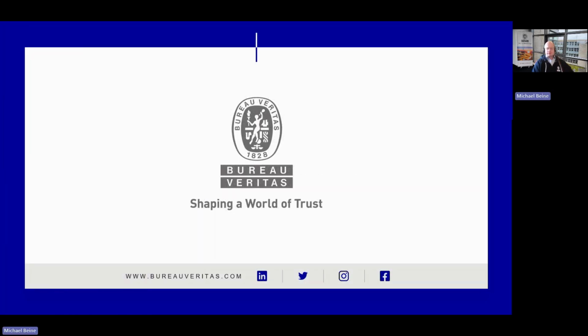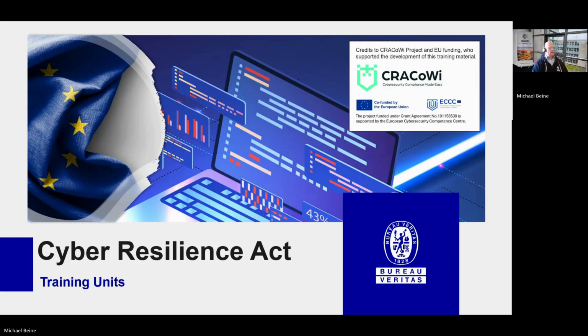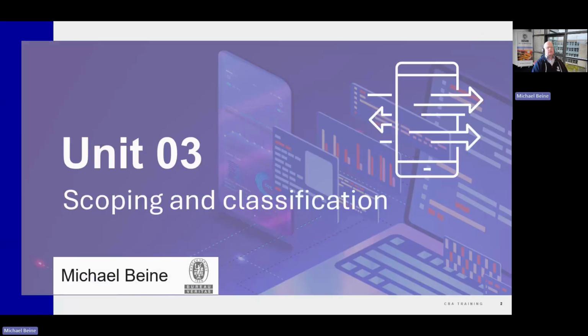Okay, so this was the second unit, explaining the interrelation and interplay with other regulations. Now I'm going to move into the next important topic, the scoping and applicability and classification.